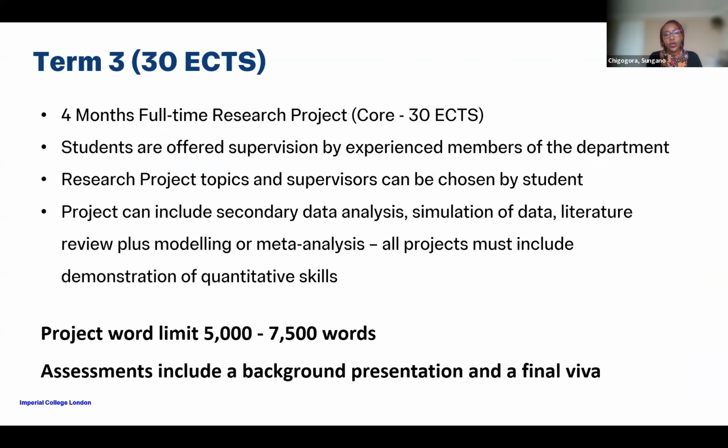In term 3, after your assessments, you will have a dedicated 4-month period to complete your research project. The research project is core. So I've described what we call the compulsory modules that you take in term 1, elective modules that you take in term 2, and then this one core module on this program that you take in term 3. It carries 30 ECTS and it represents the bulk of intended learning outcomes for this MSc in epidemiology. It is supervised by at least one academic in the School of Public Health. You can have an external supervisor as well.